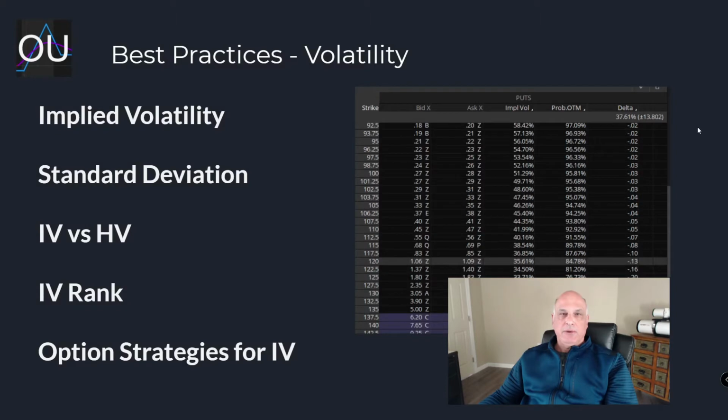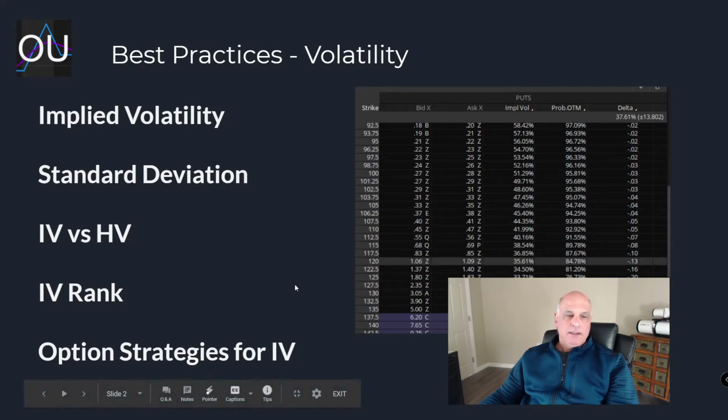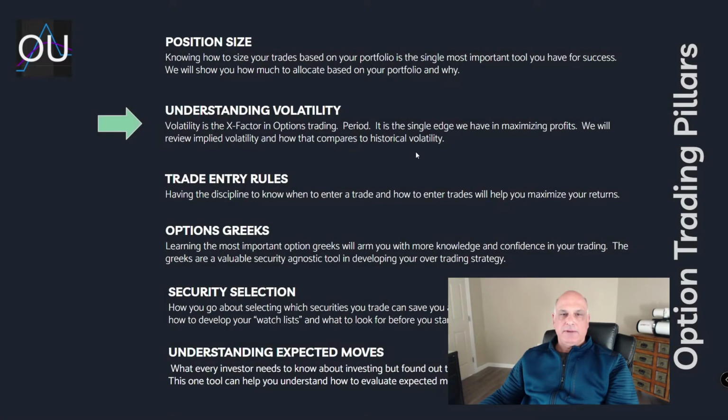Today's video is going to be on volatility. What's volatility all about? IV, HV, IV rank, expected move, and how we apply that to option trading. Volatility is a pretty boring subject, so we're going to cover, like I said, implied volatility, some standard deviation, implied volatility versus historic volatility, IV rank, and again, some option strategies for how we apply volatility for options traders.